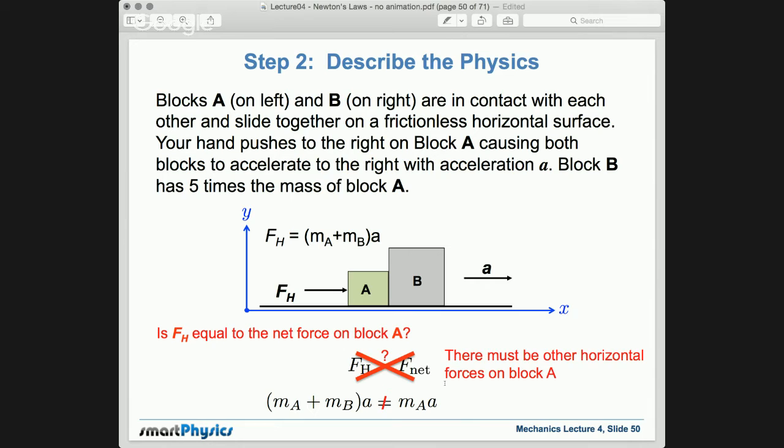What this means, if we think through the physics here, is that there must be other horizontal forces on block A besides the force from your hand, FH. This is a sometimes subtle but important thing to understand. When we consider the two blocks as a composite block, there's only one horizontal force, and it's FH. But when we think about the blocks as separate, block A and block B, we find that there's at least one additional force acting on block A besides the force from the hand. Because if there weren't, this equality would be true, and we see that it can't be. Any questions about that? It's an important step. Okay, so let's move on then.